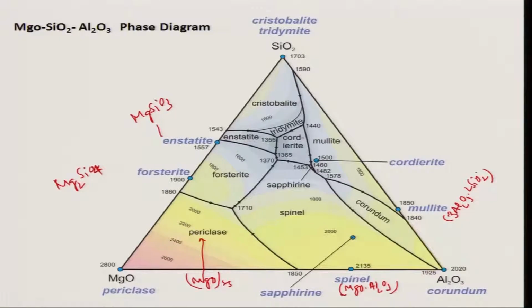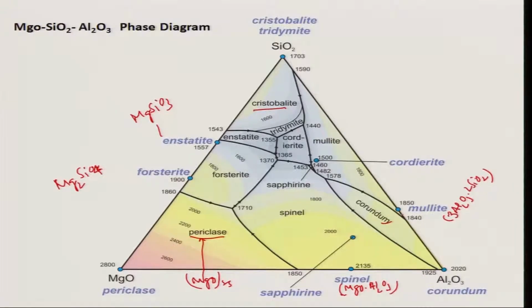What are the ternary compounds existing? Obviously one is periclase. Periclase has very large solution limits of MgO. Periclase is nothing but MgO. In fact, in the literature MgO is always termed periclase, Al2O3 is always termed corundum, alpha Al2O3, and silicon dioxide can exist in cristobalite or tridymite state. So, as you see here, there are three solutions: one is periclase, another is cristobalite, third is corundum.